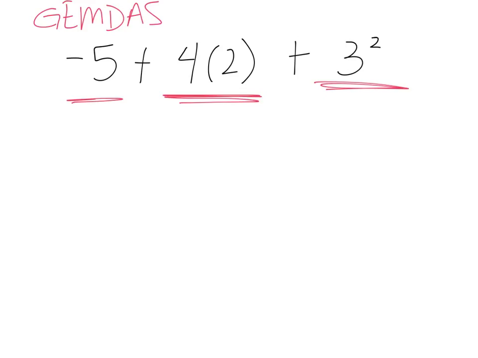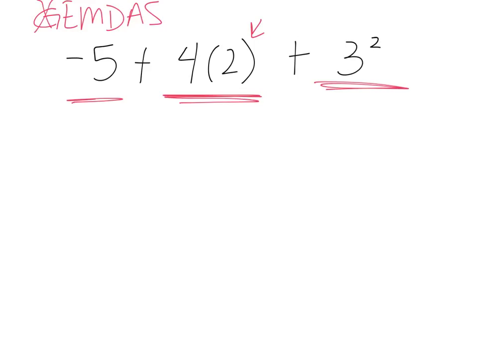The first one is groupings, which we do not have any groupings. A lot of kids think that because there's parentheses right here, that's what you do first, but there's no operation in that parentheses, so you don't do that. That's just a symbol to show multiplication. So there is no grouping, so we're going to cross that out.